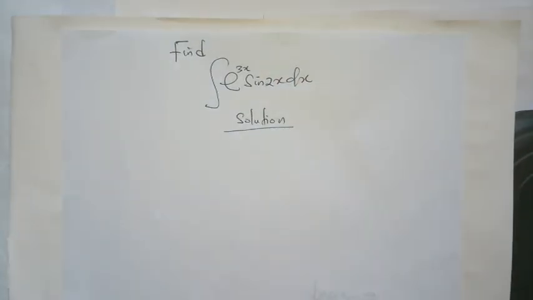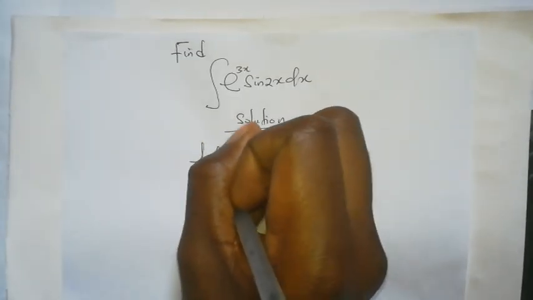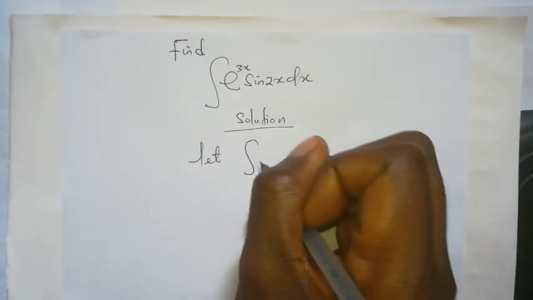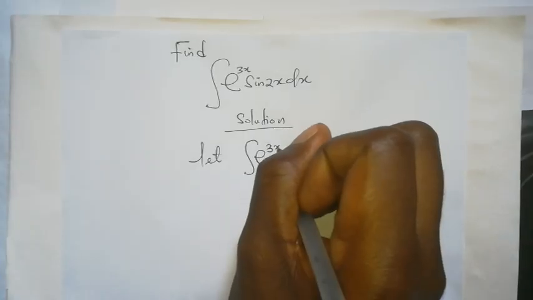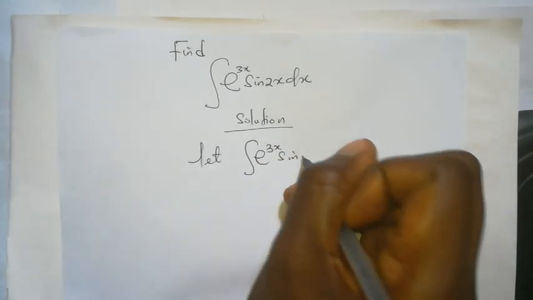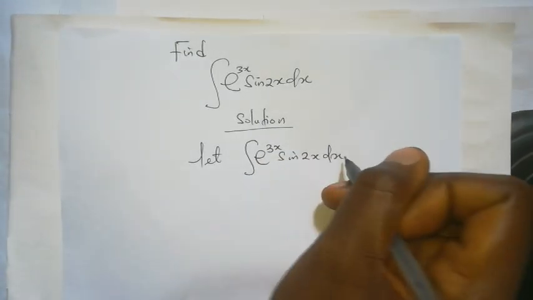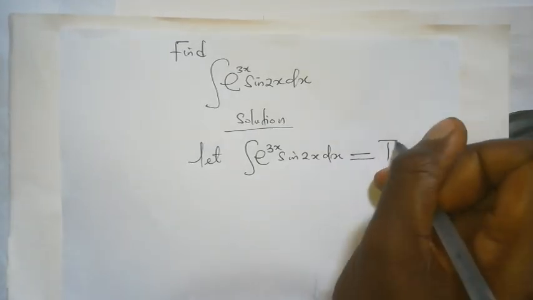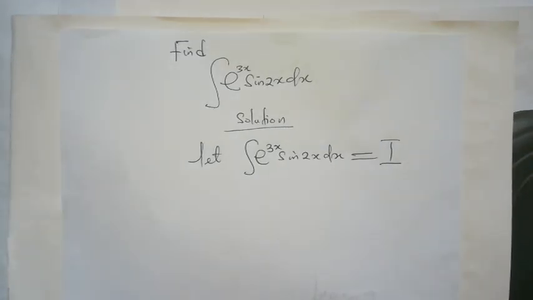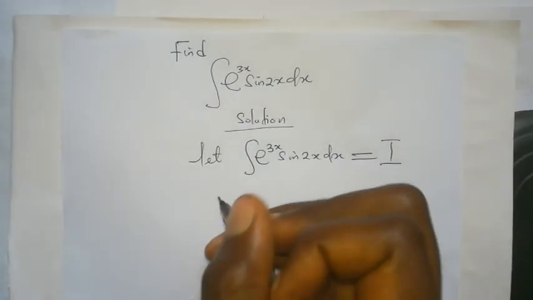So to solve this, there is an important method which we call integration by parts. So we are going to use integration by parts, but before that, let the integral itself, e to the power of 3x sine 2x dx, be equal to I. You get it?